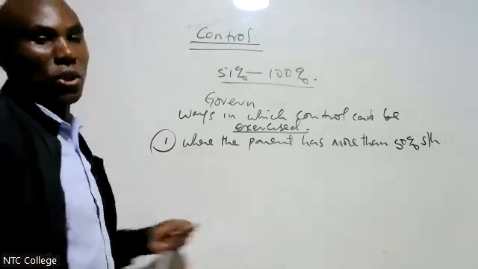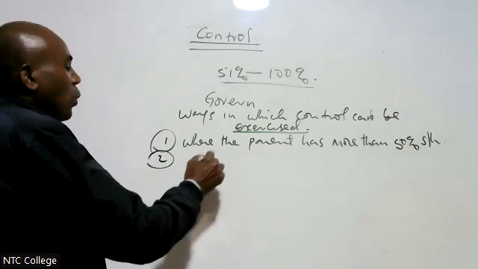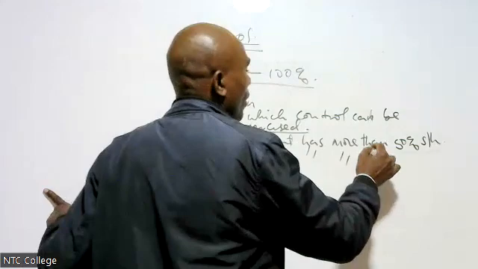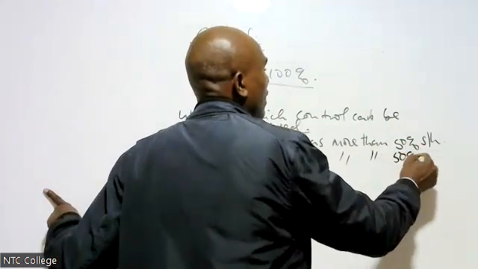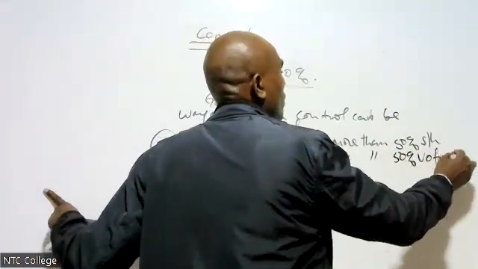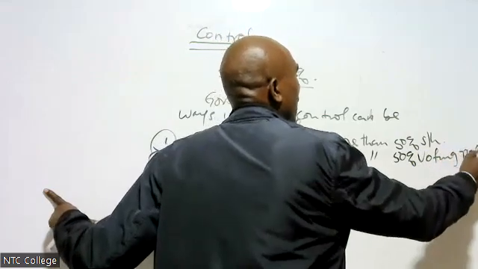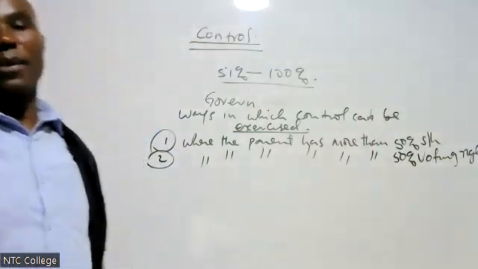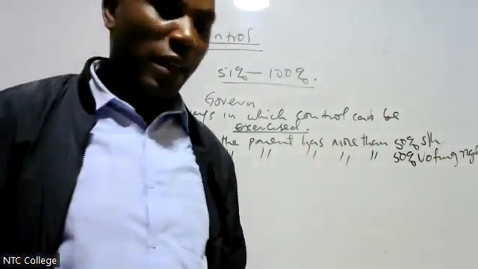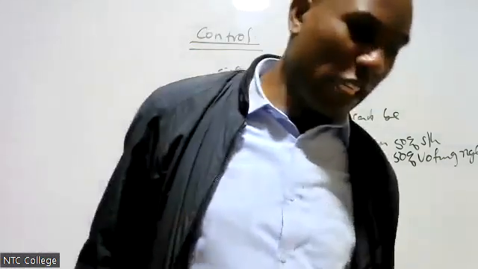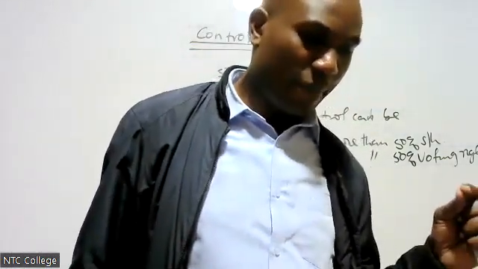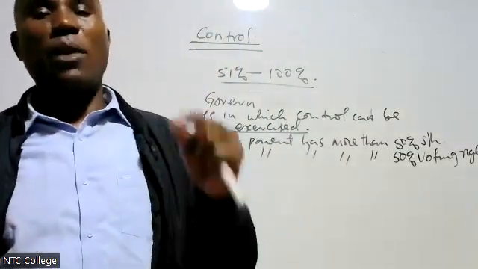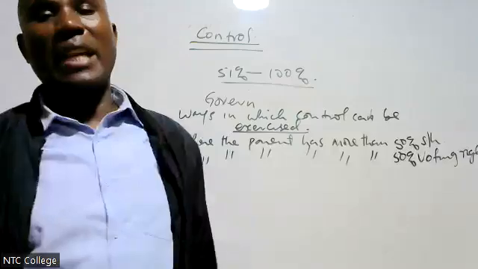Number two, where the parent has more than 50% voting rights. Voting rights, kupiga kura. I have more than 50% voting rights, then I will do what? I will consolidate that company.